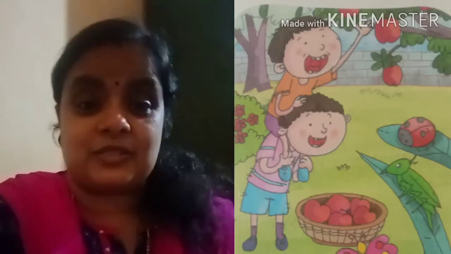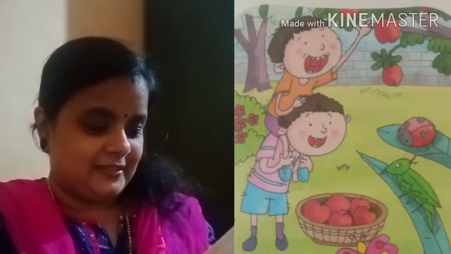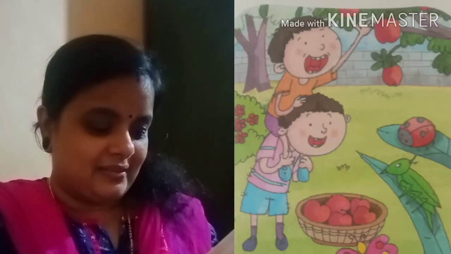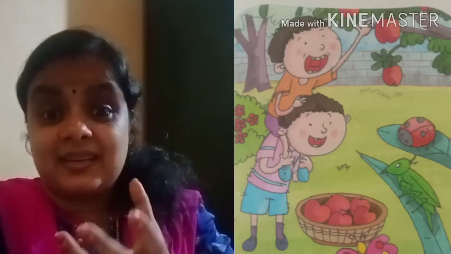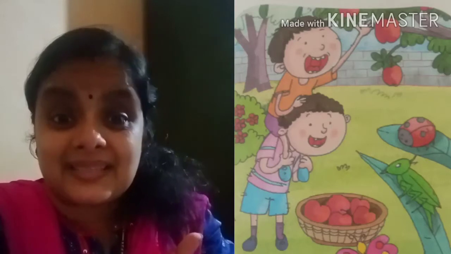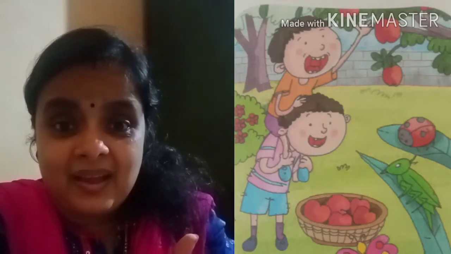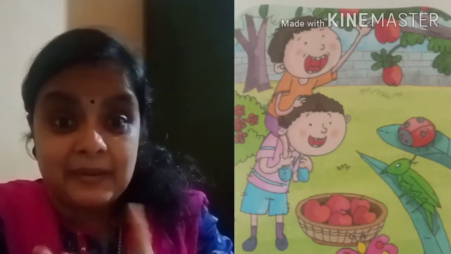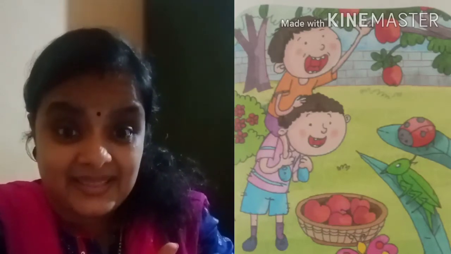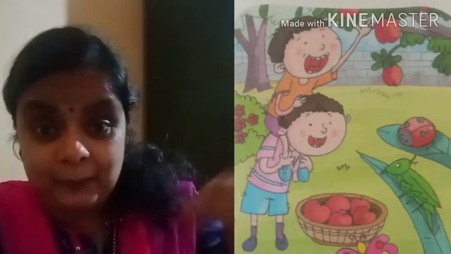Let me take the textbook and let me see what I can see in this textbook. Ladybug, grasshopper, butterfly, and this, what do you say? Basket. Basket is there. That is a new word, right? Basket.